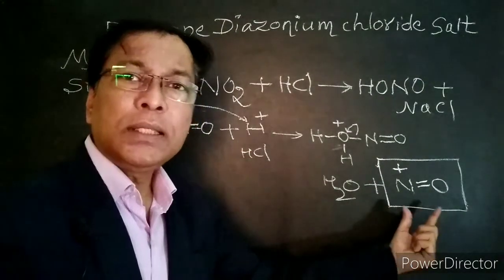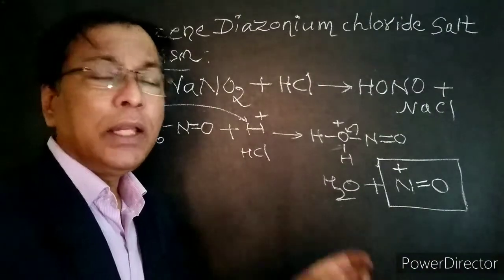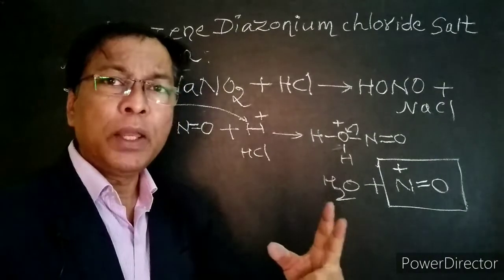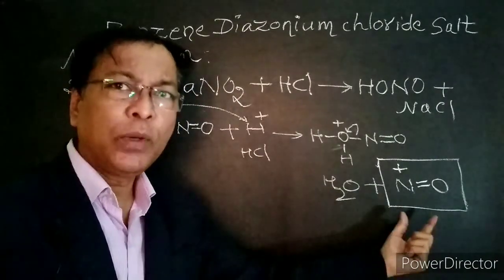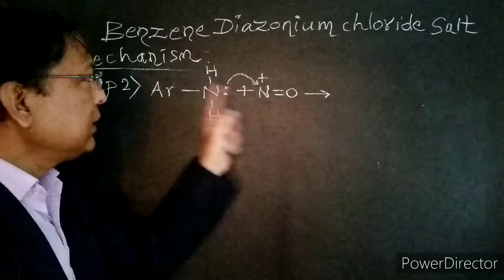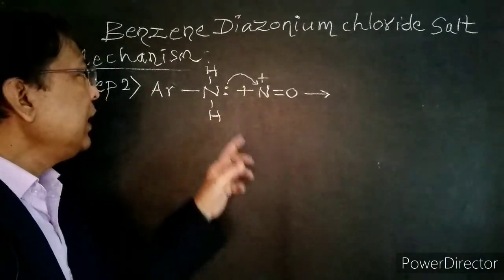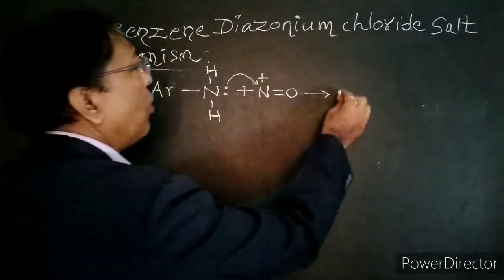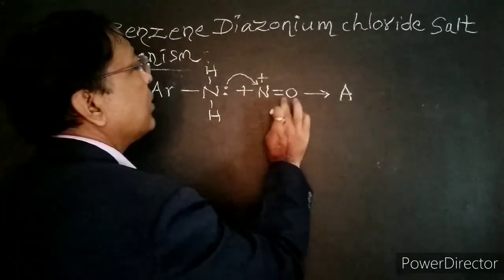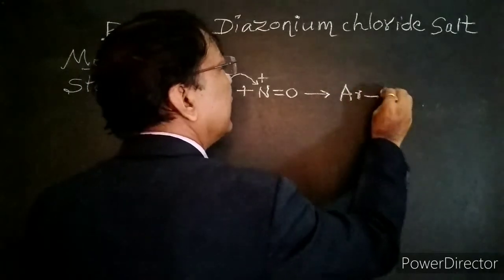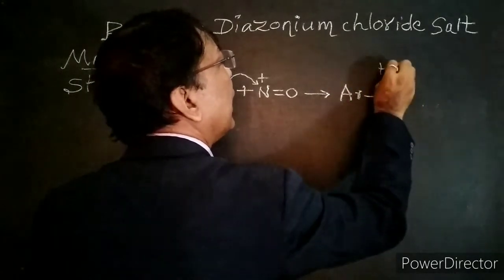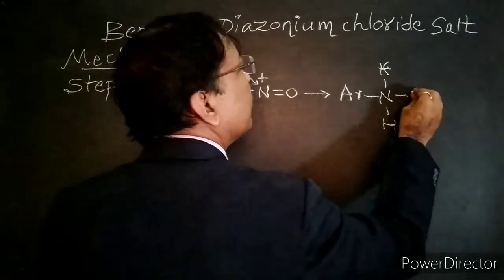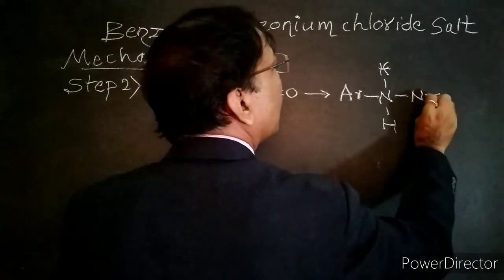In the second step, this electrophile will attack the electron rich center of the primary aryl amine, that is, the lone pair electrons of the nitrogen. That we are going to see in the second step. This electrophile takes the lone pair electron from this aniline. So a bond is formed between nitrogen and this electrophile, that is NO. A bond is formed between nitrogen and oxygen.